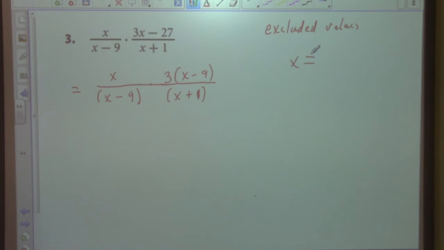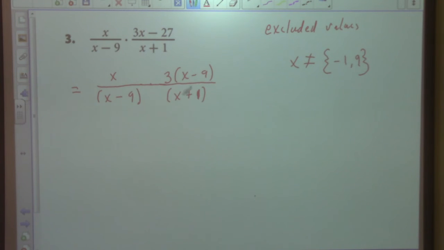Yes. x cannot equal, and the way Jay mentioned those two, I'm just going to put these in set notation. x cannot equal, did you say -1 or 9? Correct. So you can write it in set notation like this, if you want to. So that's the way Jay said it, so I just wrote it the way Jay said it.